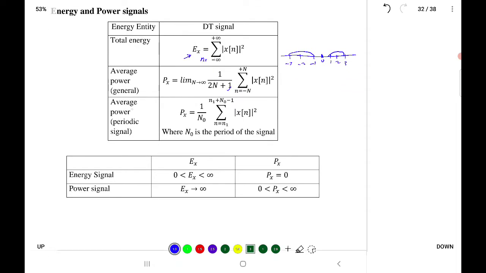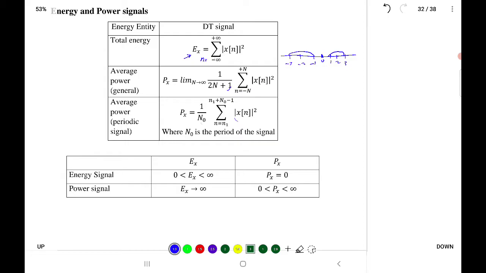Again, we have a special expression to calculate the average power for a periodic signal. It will be 1 over N0, where N0 is the period of the sequence, times the summation from any starting number up to N0 minus 1 of the squared value of the signal itself.